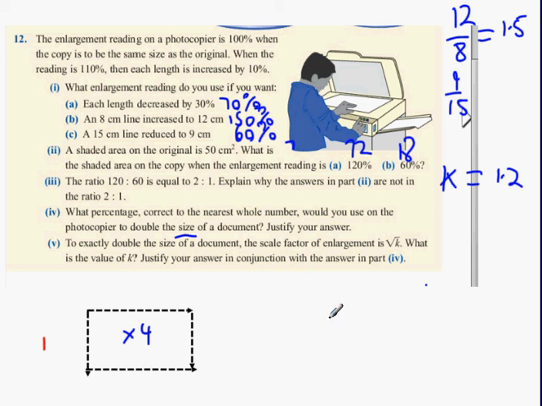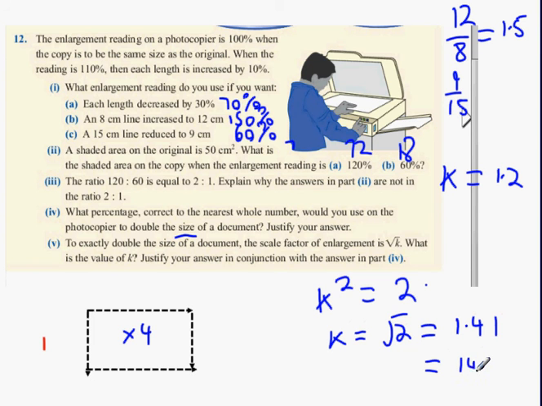So what you need to do is say k squared, whatever your scale factor is, gives you twice your original area. Therefore k is going to be the square root of 2. Square root of 2 is 1.41 to 2 decimal places. Put that in percentage terms, you're going to be 141% larger than usual. Is that alright?